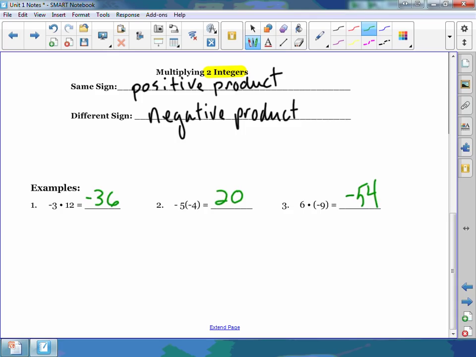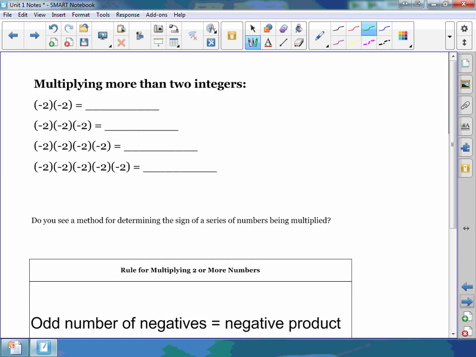You just throw, yeah. So you're saying you just do like 3 times 12 and then throw the sign on after. Yeah, absolutely. Yep. Okay, let's turn this over.